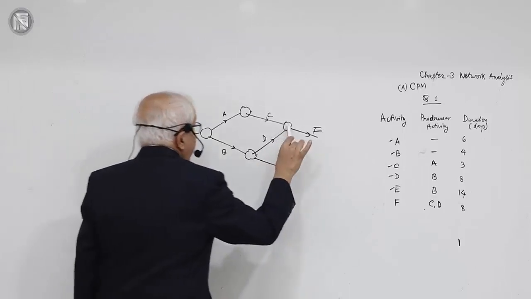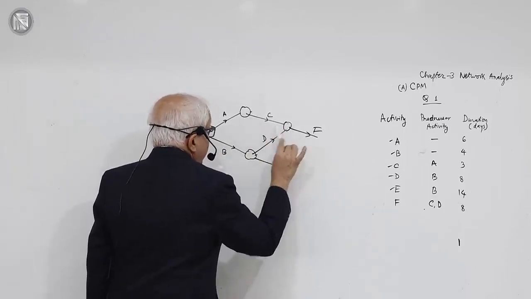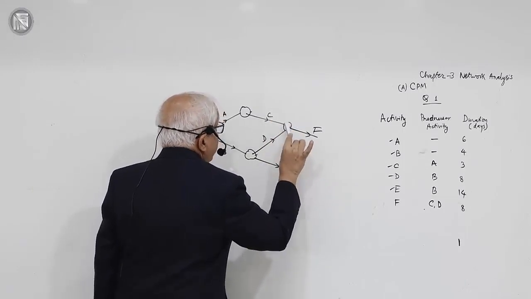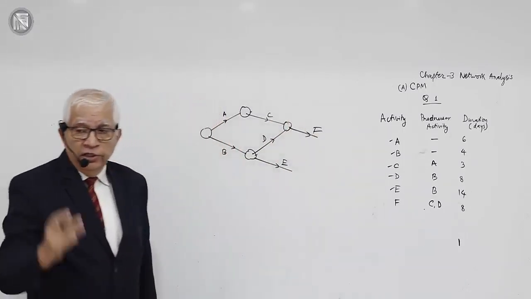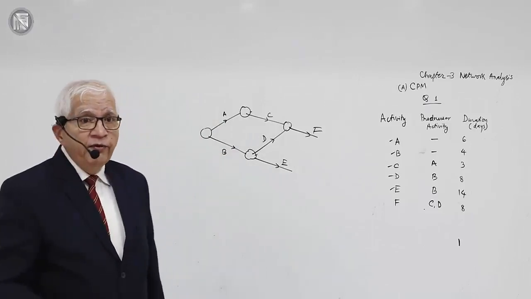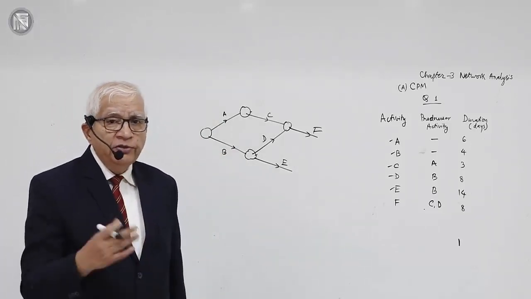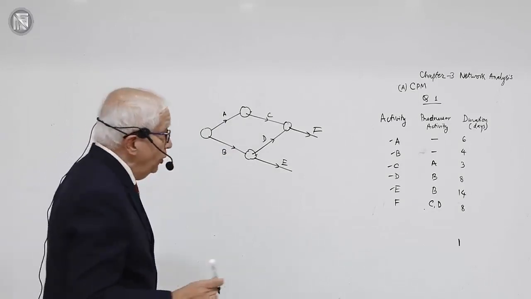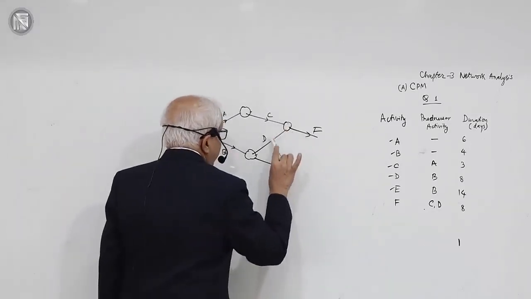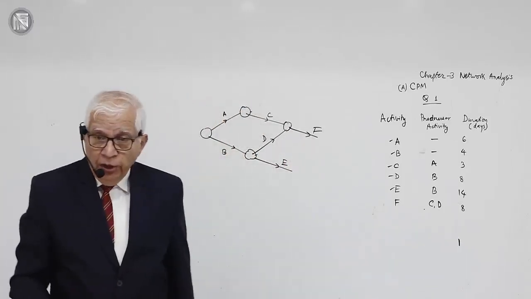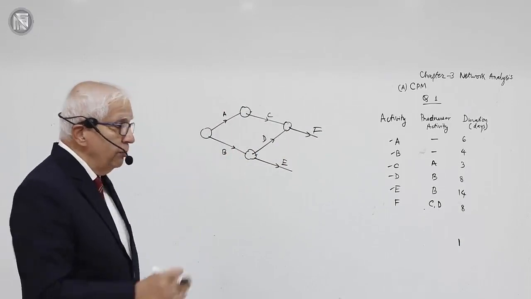When will this event be reached in time? C ends here, D ends here. So unless and until C and D both end, this event will not happen in time. For example, this may be day 12 or day 15, whatever it is. Calculations we will do separately. On day 15, maybe C and D are both complete. And only then, when both the activities are complete, I can commence activity F, because F depends on completion of both C and D.